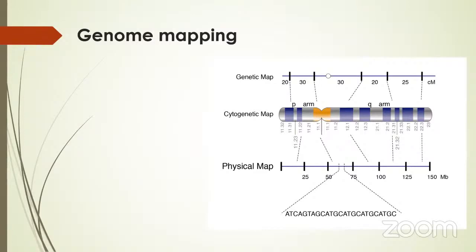In case of physical map, FISH is another technology, which I discussed yesterday. Then sequence tagged site, EST. This EST is a single pass cDNA sequence. So this kind of sequence information can also be used as a marker for constructing a physical map.